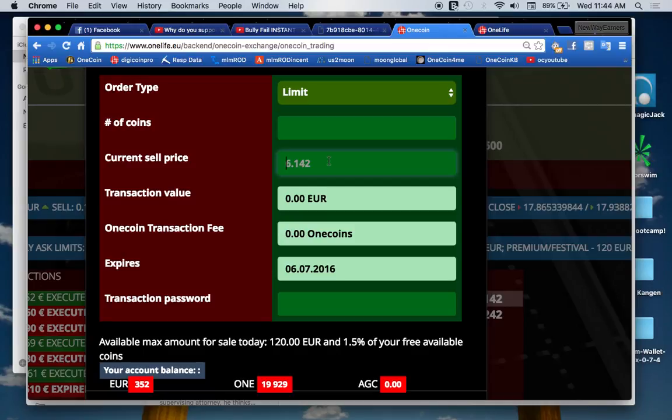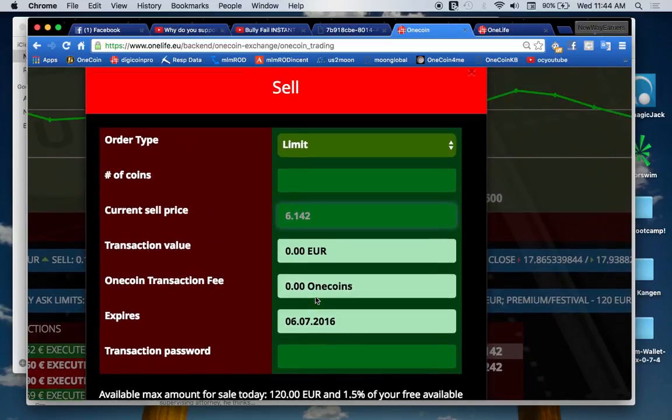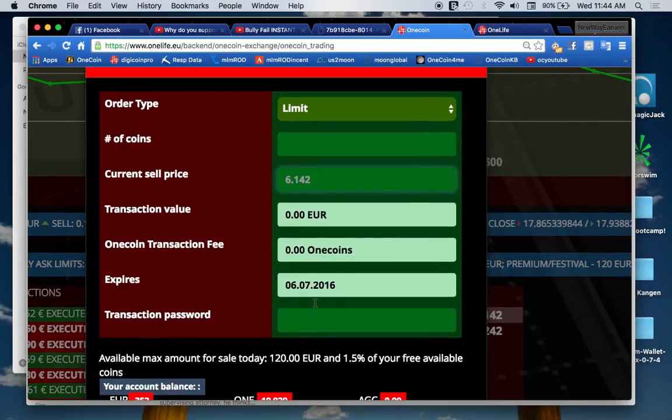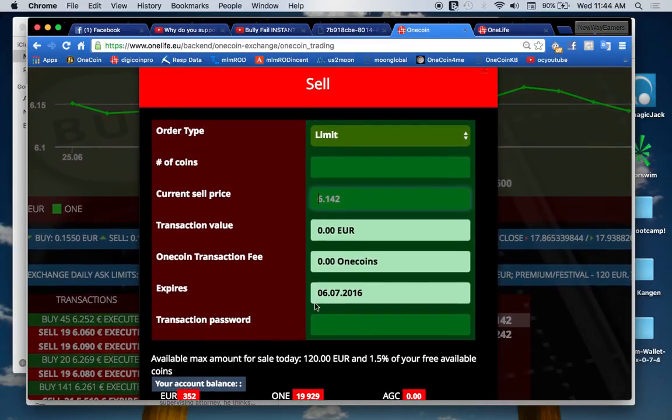Okay, so what I like to do is, as you can see here, available max amount for today, 120 euros, okay, and 1.5% of your free available coins. So basically what I'm doing is I'm trying to sell this max amount. And let's be honest, guys, I'm going to be really honest with you. If you have enough coins, you could live off of what you would make selling coins on a daily basis. If you have enough coins to sustain yourself.